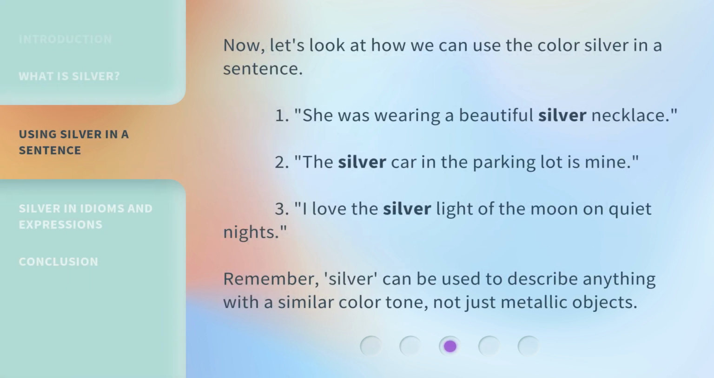Now, let's look at how we can use the color silver in a sentence. 1. She was wearing a beautiful silver necklace. 2. The silver car in the parking lot is mine. 3. I love the silver light of the moon on quiet nights. Remember, silver can be used to describe anything with a similar color tone, not just metallic objects.